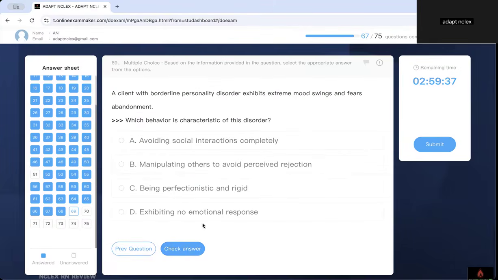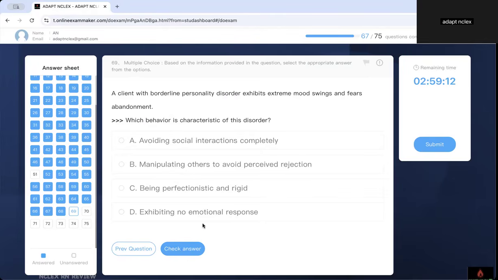69. A client with borderline personality disorder shows extreme mood swings and fear of abandonment. Therefore, they do things, commit suicide, and just threaten people. Which behavior is consistent with that? Avoiding social interaction. It does not say mood swings and fear of abandonment.